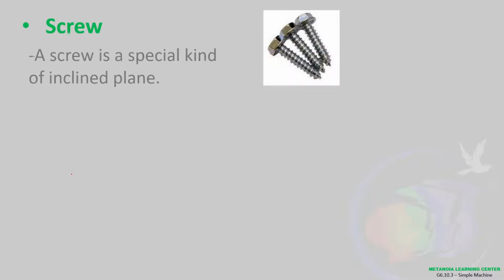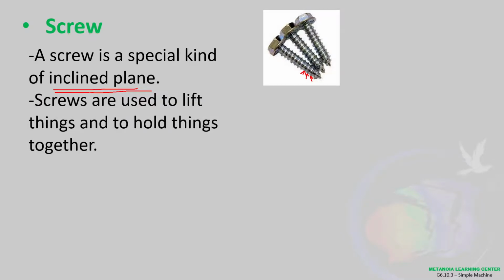And the other type of simple machine is a screw. A screw is a special kind of inclined plane. Technically, a screw is also an inclined plane with its spirals, no? Yung inclined plane na yan is nandyan sa spirals. Pero syempre, it's just a basic definition. But I know that you already know what a screw is. Okay. Screws are used to lift things and to hold things together.